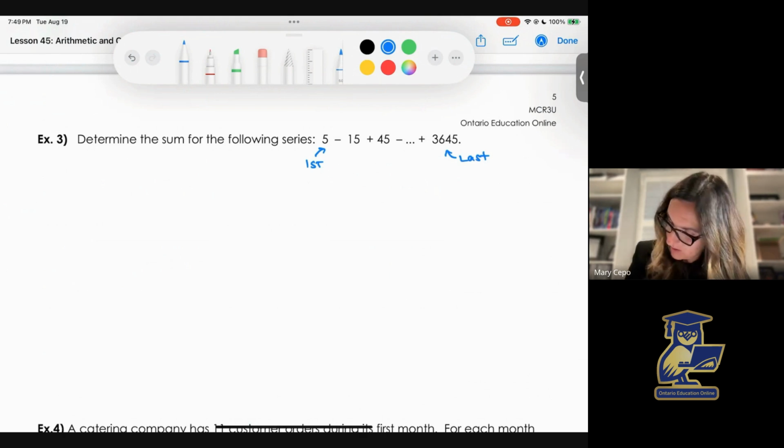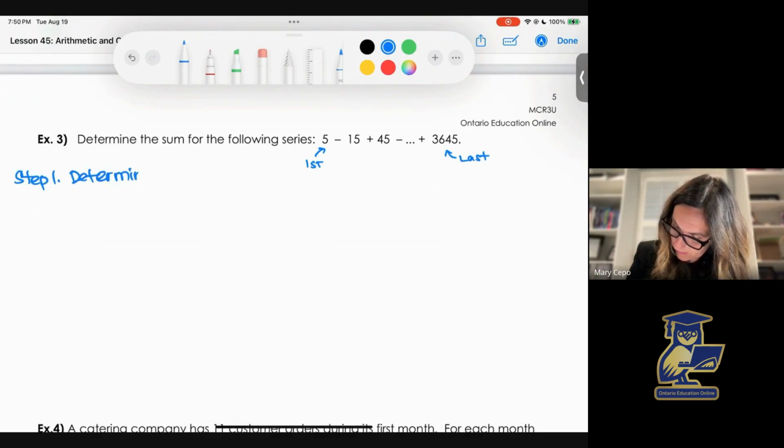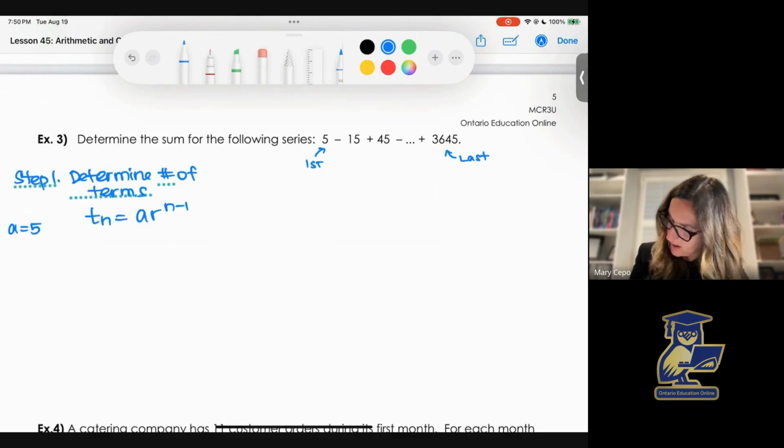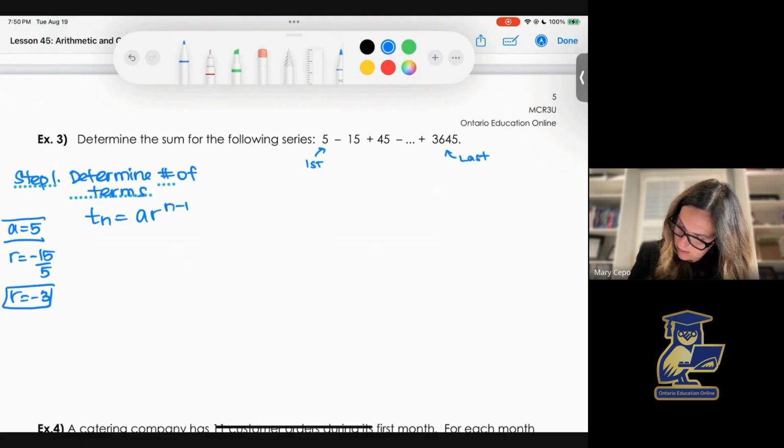So let's do step 1: determine the number of terms. So Tn is equal to a r^(n-1). The first term we know is 5. That common ratio is negative 15 divided by 5, so the common ratio is negative 3. And we want to know what n is.